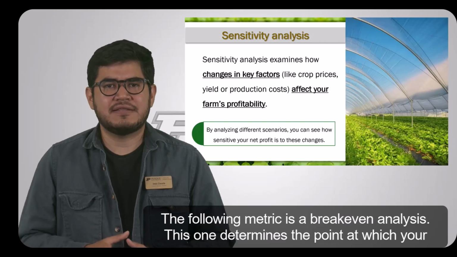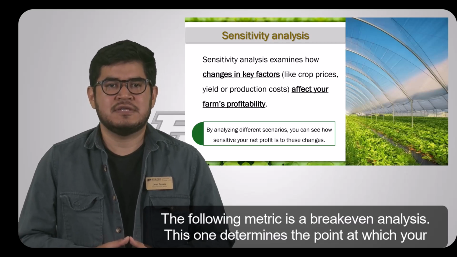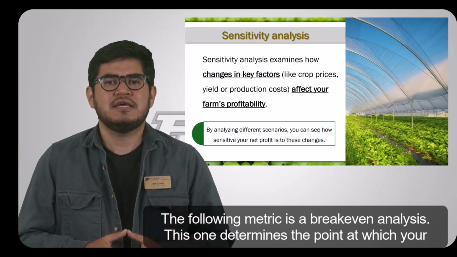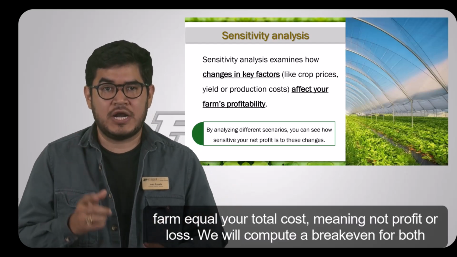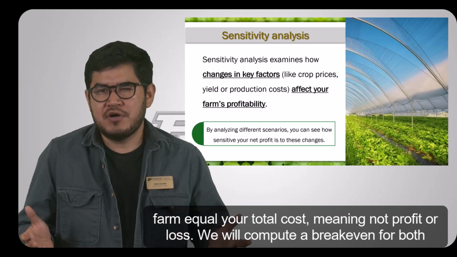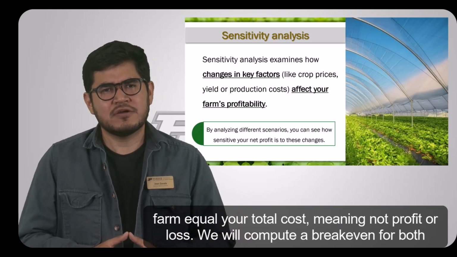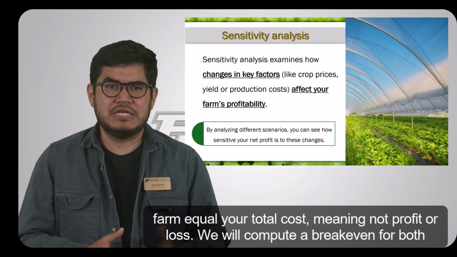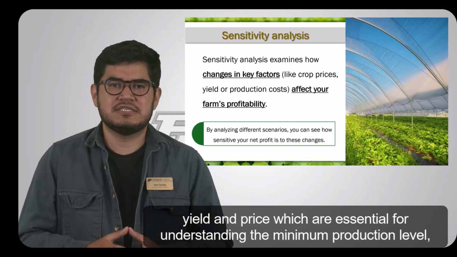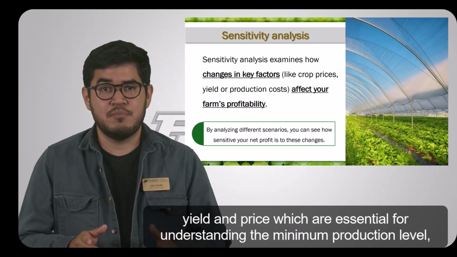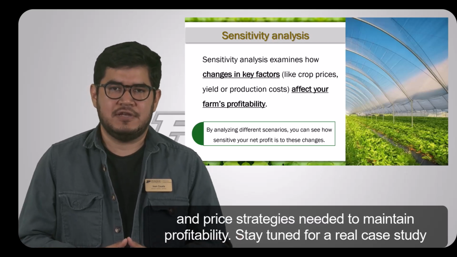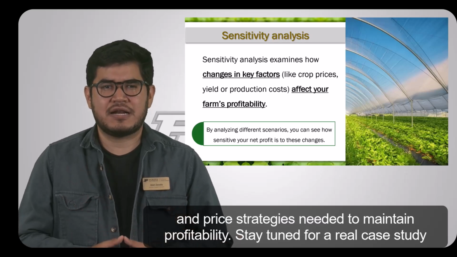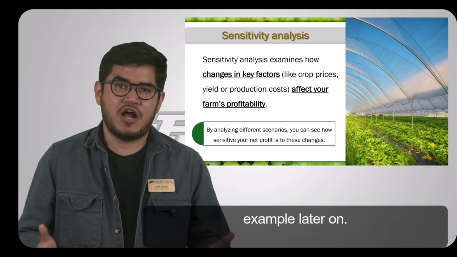The following metric is break-even analysis. This one determines the point at which your farm income equals your total cost, meaning no profit or loss. We will compute a break-even for both yield and price, which are essential for understanding the minimum production level and price strategies needed to maintain profitability. Stay tuned for a real case study example later on.